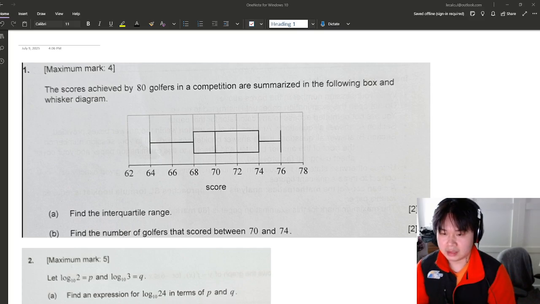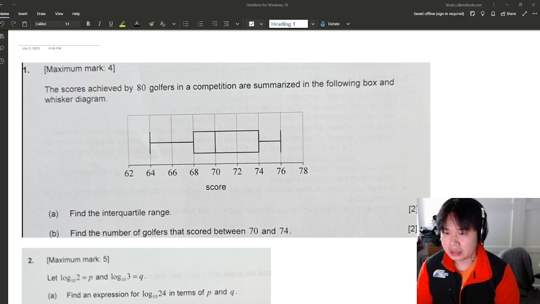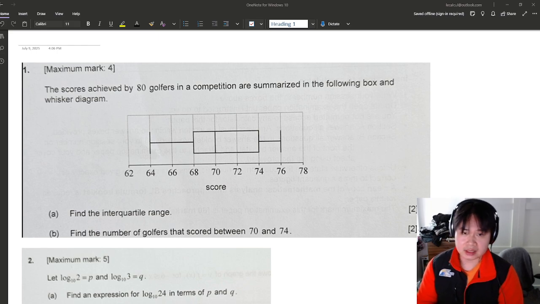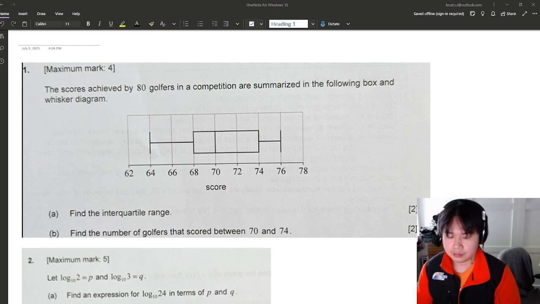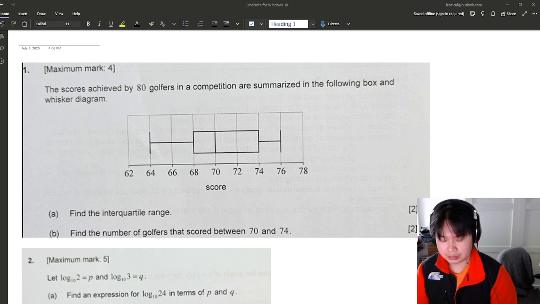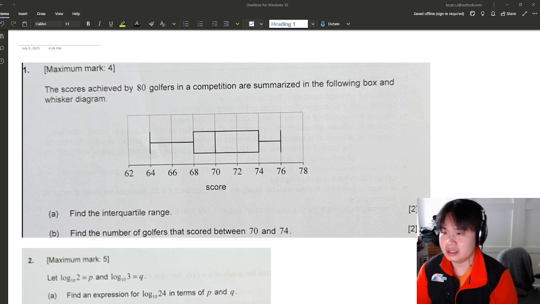Alright, let's get the SL stuff over with. This should be a quick video because like half the questions I've covered because they're also in the HL paper. So yeah, I'll just get into it. This is paper 1.